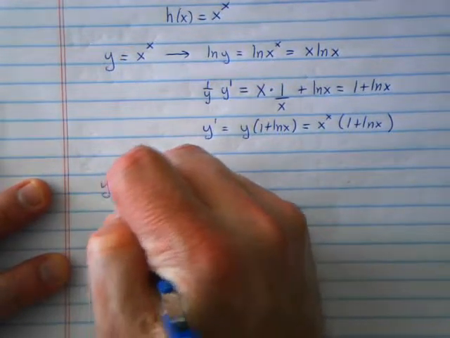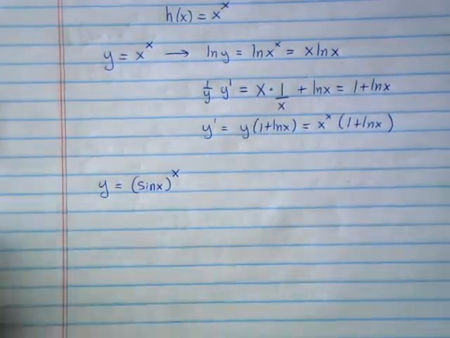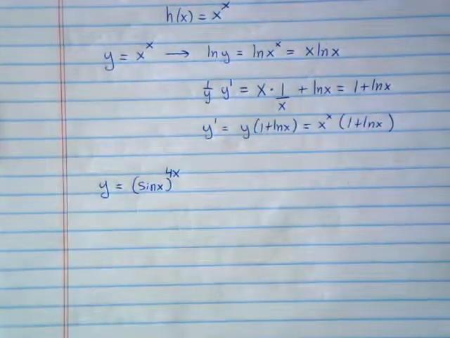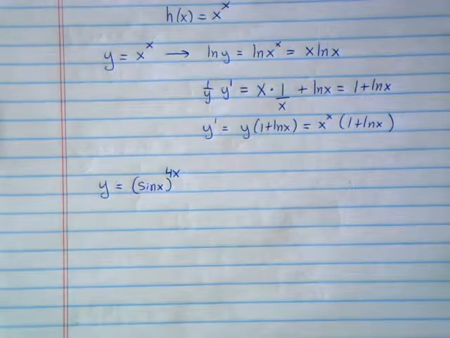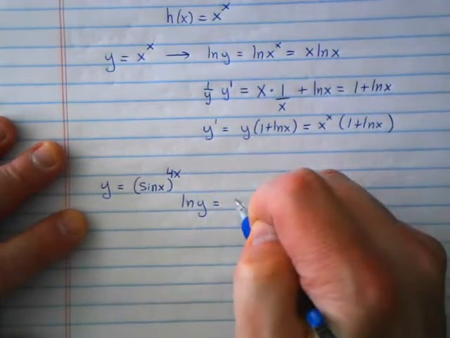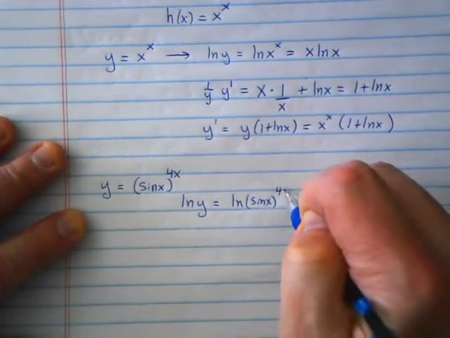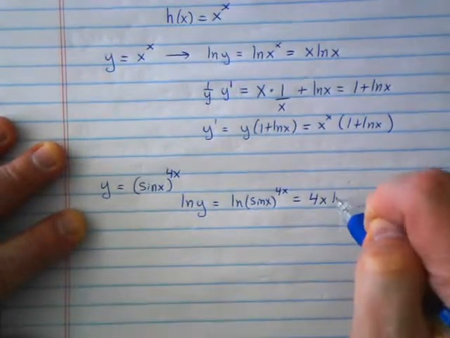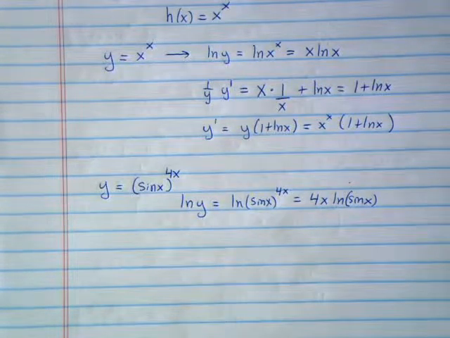Alright, let's do one more of those. How about y equals sine of x to the 4x. Once again, what you need to notice is that you have x in your base and you have x in your exponent. When you have x in your base and x in your exponent, you're going to use logarithmic differentiation. ln y equals ln of sine of x raised to the 4x. And again, the beauty of those logarithms is it brings the exponent down. So we can write that as 4x ln of sine x.